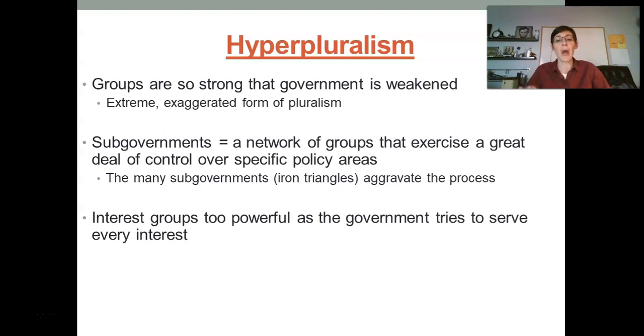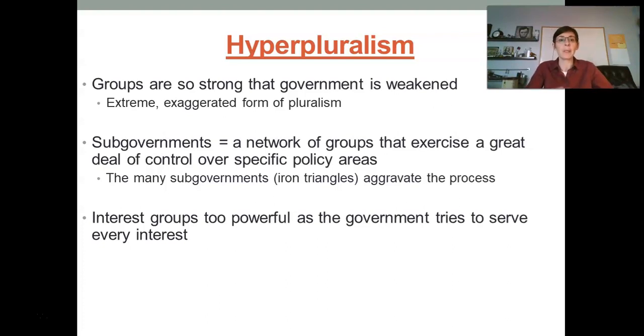Interest groups are too powerful, and then the government tries to make everybody happy. Have you ever heard the old axiom, if you try to please everybody, you'll succeed in making everybody mad? You won't please anyone, basically. So this idea of trying to serve all masters, you can't serve all masters. And that is effectively what the federal government is trying to do. They're trying to serve 330 million masters. It's impossible.